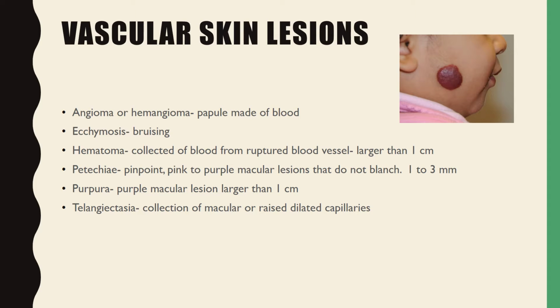There's also vascular lesions of the skin. So angioma or hemangioma is a papule made of blood. You can see one there. Ecchymosis, the bruising. Hematoma is a collection of blood from a ruptured blood vessel that's larger than 1 centimeter. Petechiae are pinpoint, pink to purple macular lesions that don't blanch, and they can be 1 to 3 millimeters. Purpura is purple macular lesions larger than 1 centimeter. And then telangiectasia is a collection of macular or raised dilated capillaries.